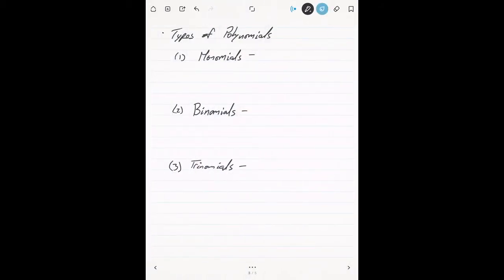With the idea of polynomials defined, what I'd like to do now is take some time to describe some different types of polynomials. We often categorize polynomials by the amount of terms that we have. For example, you can have a polynomial that's only one term. We call that a monomial. This is a single term polynomial.